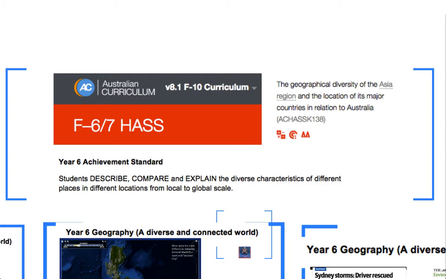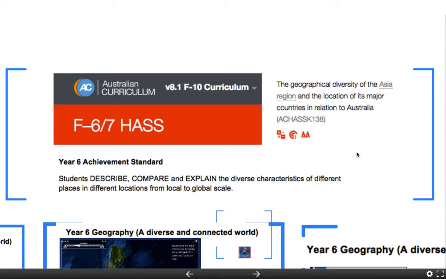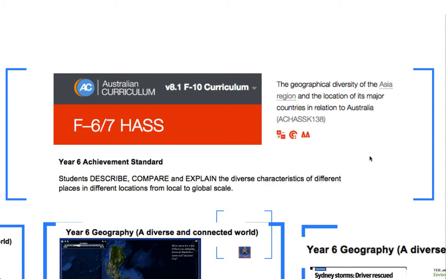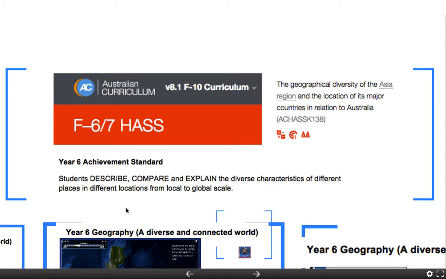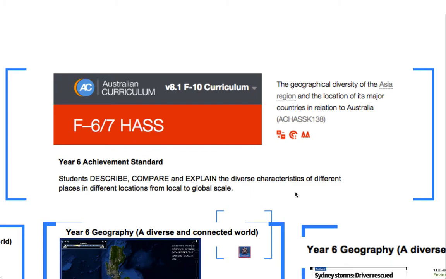I'll do that by looking at the Year 6 curriculum, the Australian curriculum, not the New South Wales, but the Australian curriculum. And I'd like to focus on geography. So the objective, the outcome I'm looking at is this particular one here, the geographical diversity of the Asian region and the location of its major countries in relation to Australia. The achievement standard for Year 6 is that students are able to describe, compare, and explain the diverse characteristics of different places in different locations from local to the global scale.